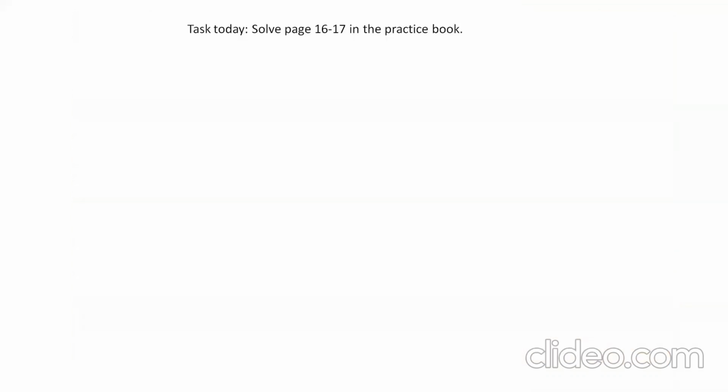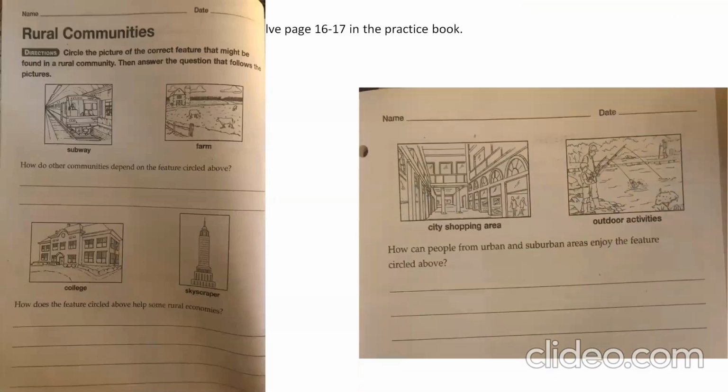Perfect. So what's today's task? Well, you're going to solve pages 16 and 17 in the practice book, and I will guide you through this right now. So these are the pages from your practice book. Let's read the instructions. Here you're going to circle the picture of the correct feature that you might find in a rural community, and then you're going to answer the questions that follow these pictures.